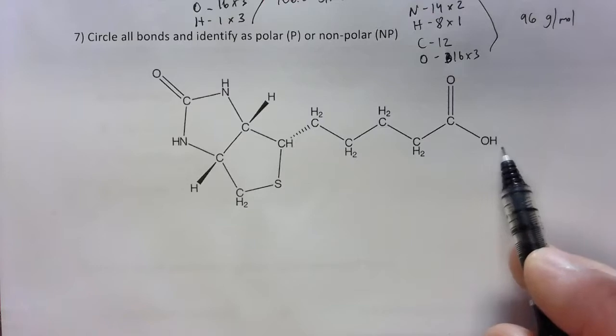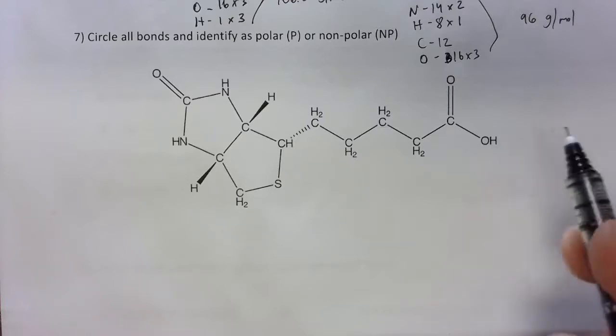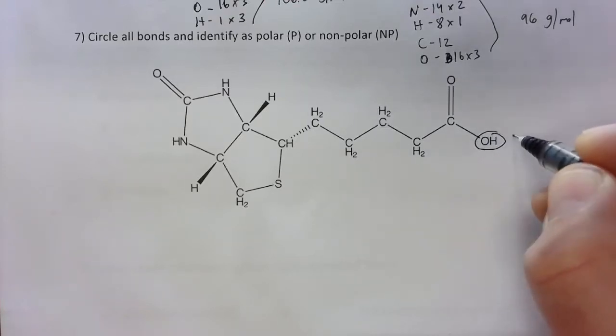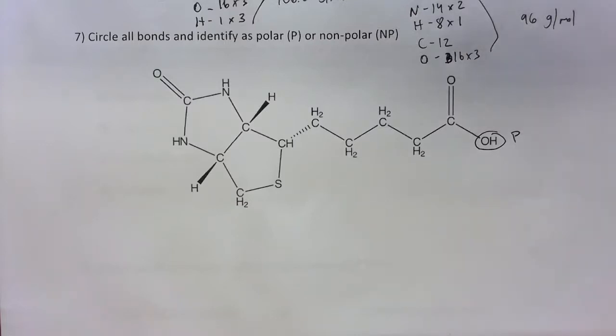I have an OH bonded to an H, and I know that bond is polar because oxygen is more electronegative than hydrogen, and so it will pull on those bonding electrons more than hydrogen will, creating an unequal distribution of those electrons, and that is what makes the bond polar.